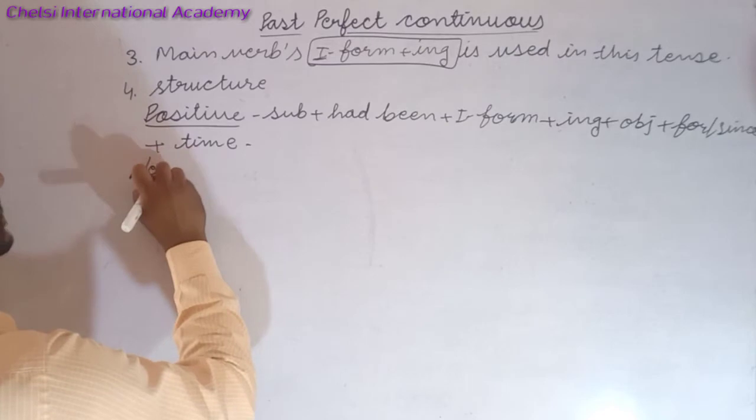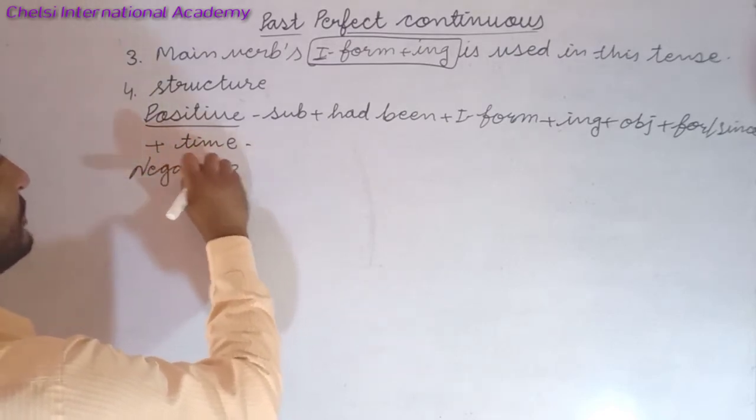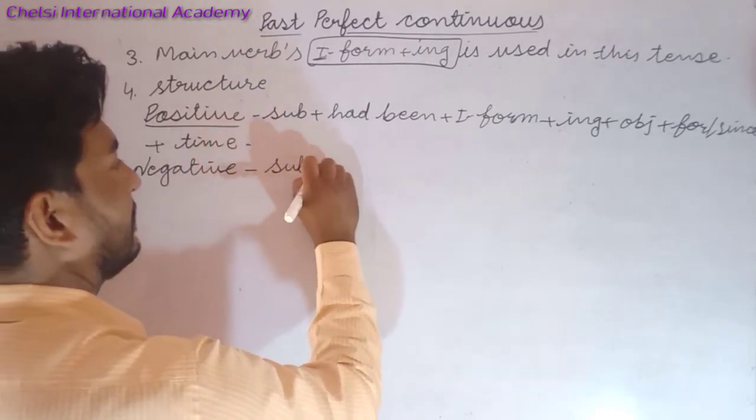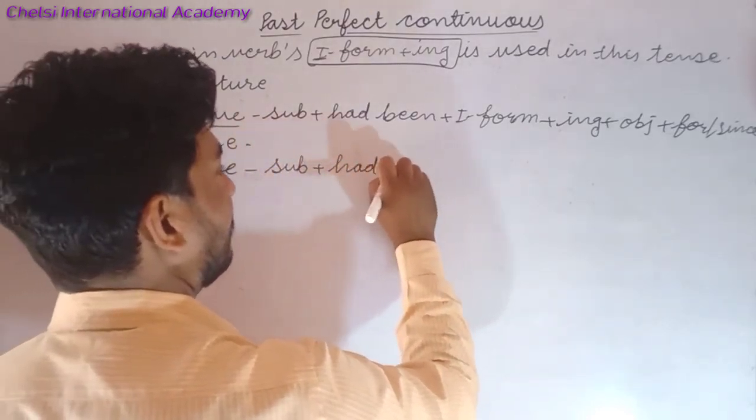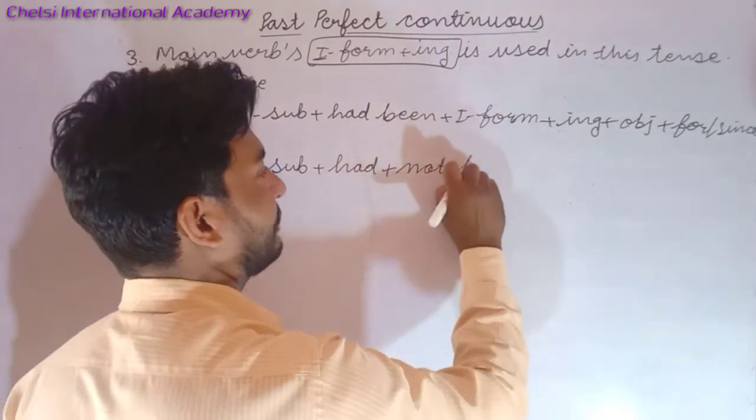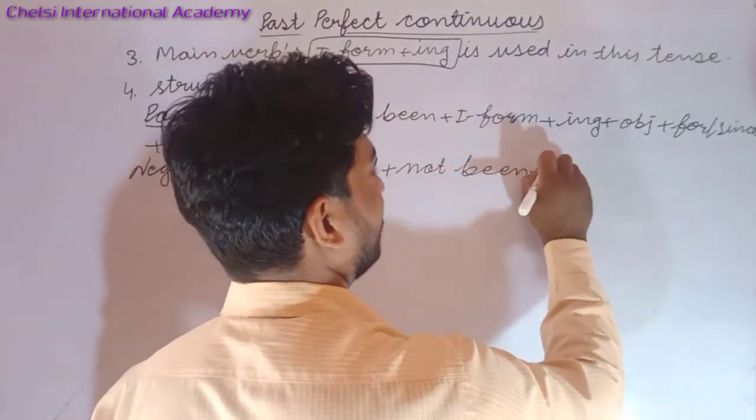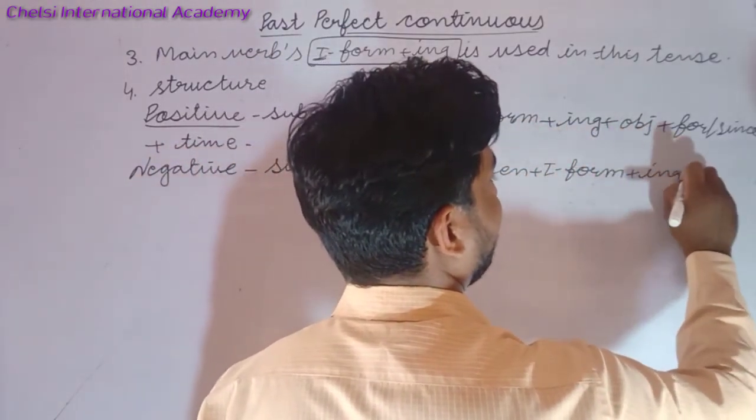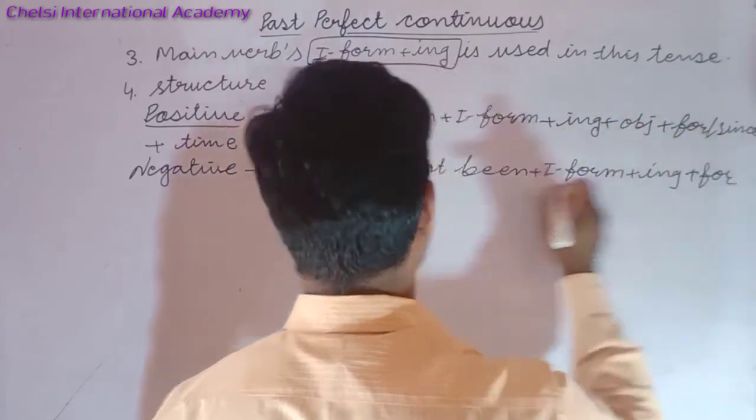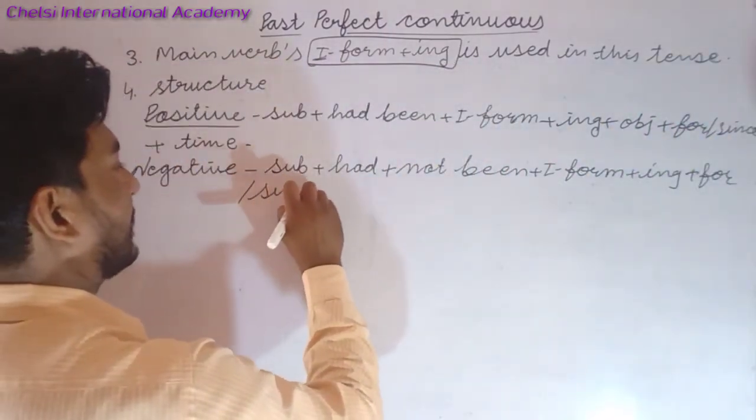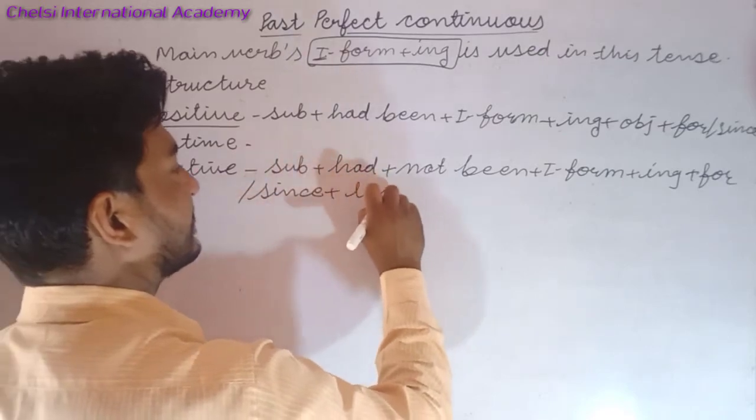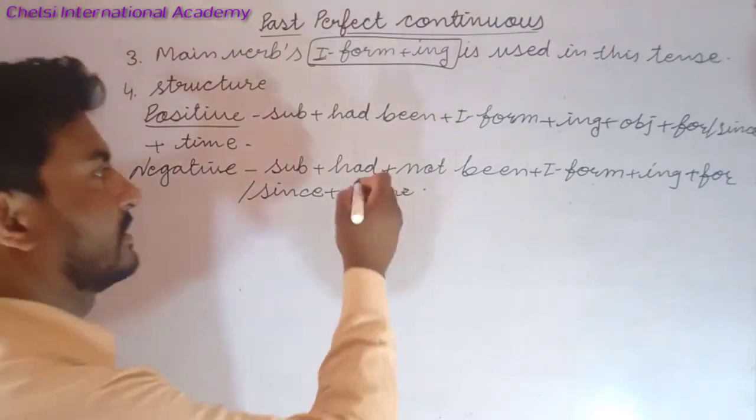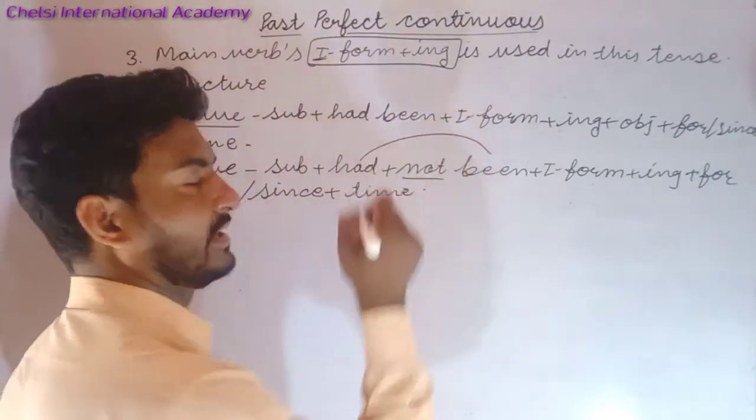In negative sentence: subject had not been plus first form plus ing, for since plus time. In negative sentence we put not between had and been.